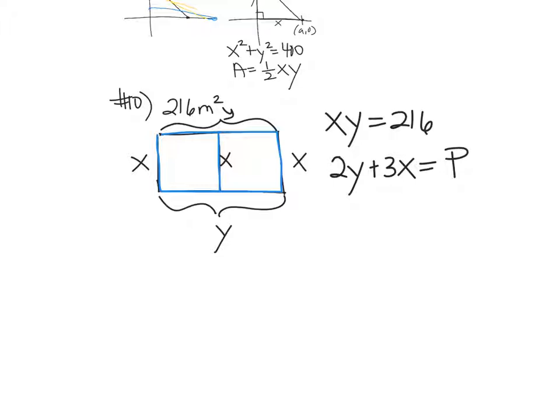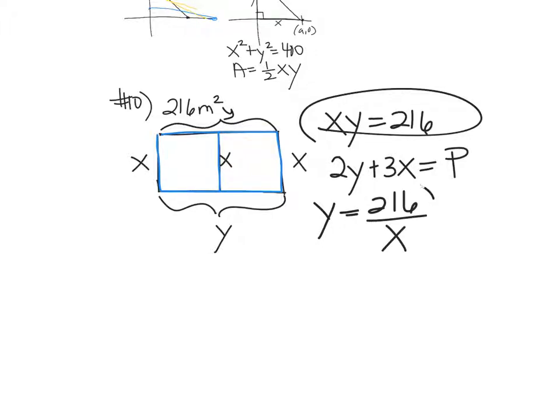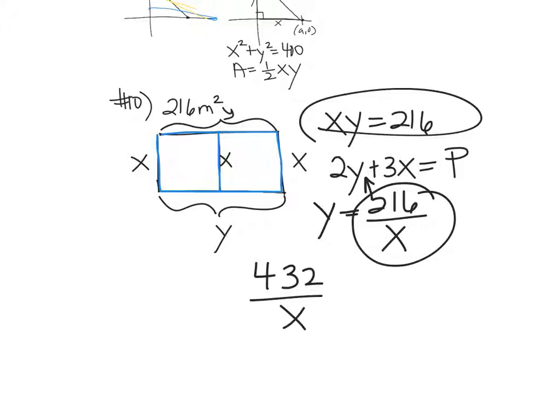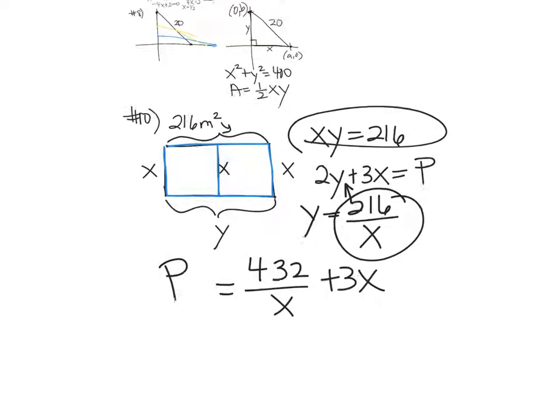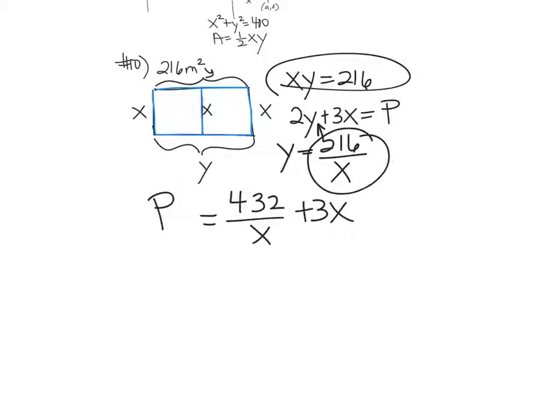All right, so here we go. We're going to solve for one of our variables. I'm sure you want to solve for Y here. So y is equal to 216 divided by x. So let's take that and plug it in. So 2 times 216, 432. 432 over x plus 3x is equal to my perimeter. Okay, so now let's take the derivative.